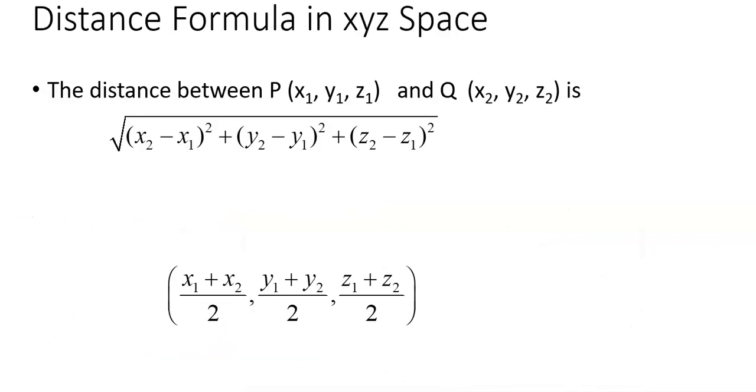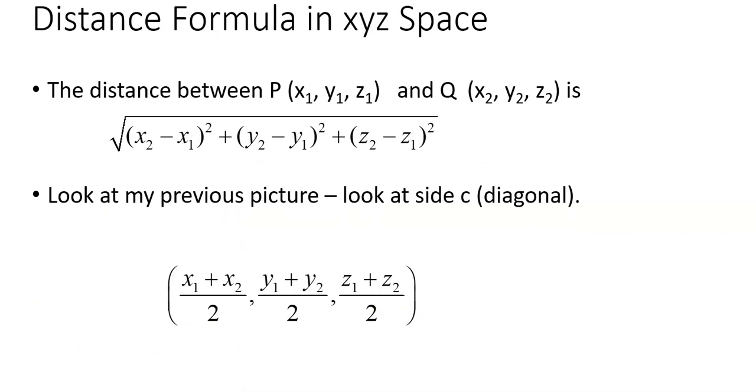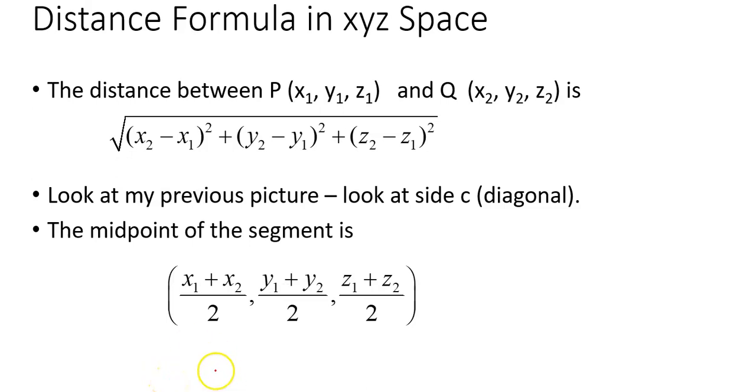Here it's written a whole lot nicer than my little drawing over there. Difference of the x squared, difference of the y squared, difference of the z squared. If you want the midpoint of that diagonal, or of any segment, remember for x's and y's, it's just the average of the x's, average of the y's. Well, now if you want it, it's the average of the x's, the y's, and the z's, because now there's three components.